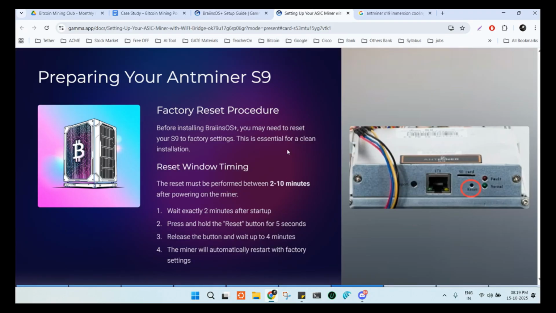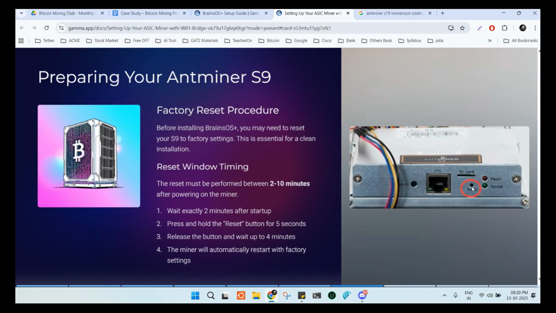Now, if you want to reset this, there would always be a pin hole behind it, just like all other devices. You just need to put a pin inside and it will reset. It will take around 2 to 10 minutes, and after that the whole factory reset will happen.